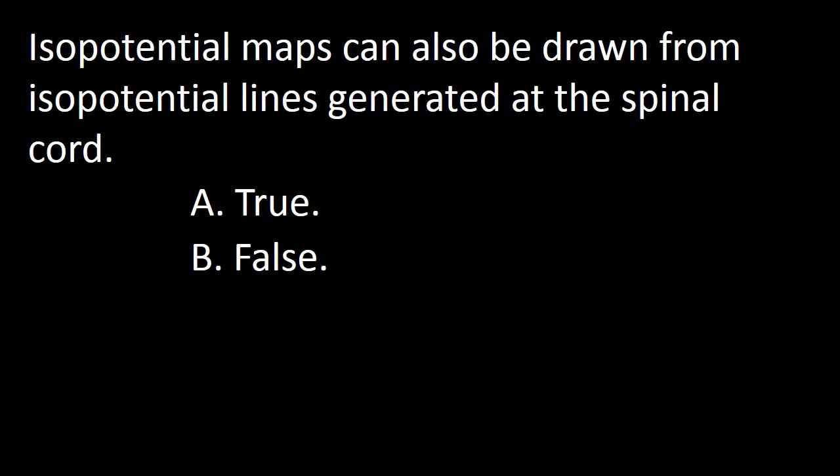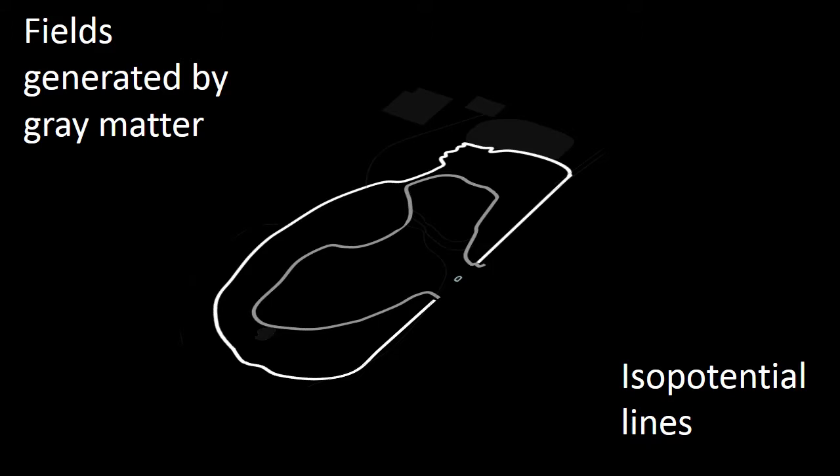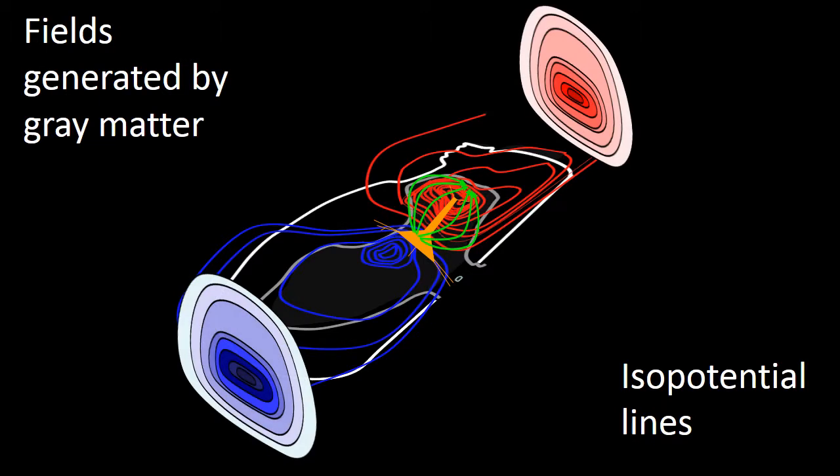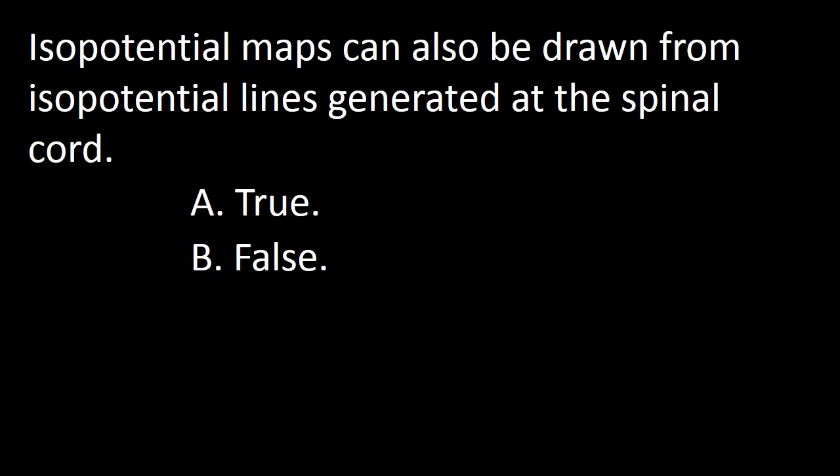Next question. Isopotential maps can also be drawn from isopotential lines generated at the spinal cord. A, true, B, false. This frame represents a hemicord. In it, I am introducing a pyramidal-shaped cell. Now, I have introduced the isopotential lines corresponding to an excitatory potential generated at the apical dendrite, and the corresponding fields produced at the imaginary body surface air interface. So the answer to this question is true.